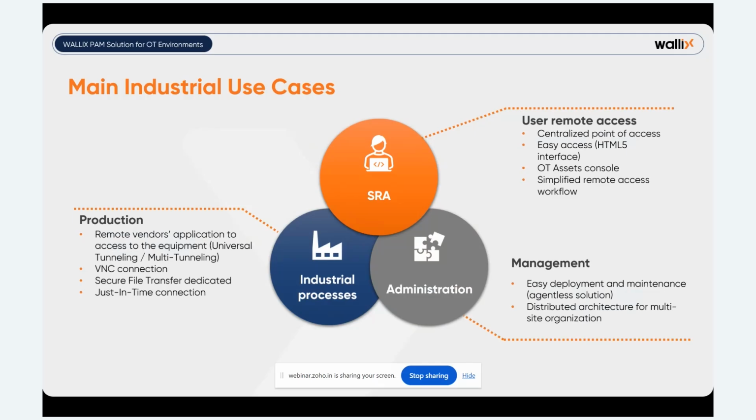For example, the main industrial use cases are remote vendors, application to application, equipment, and VNC connections. These are the primary use cases of a remote access environment. Many times you may want to connect to an engineering workstation, or to a PLC, an HMI or a historian, where you ensure that the connection is secured with a man in the middle who is monitoring for audit and visibility.